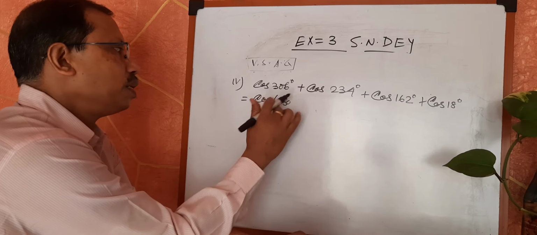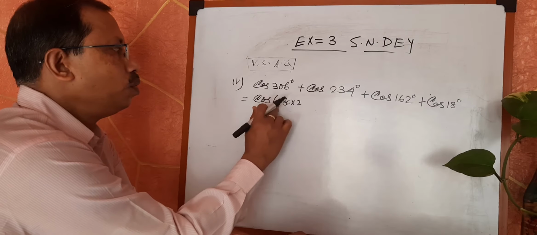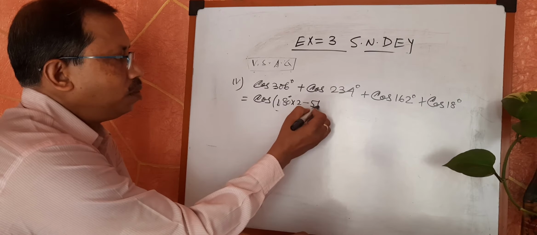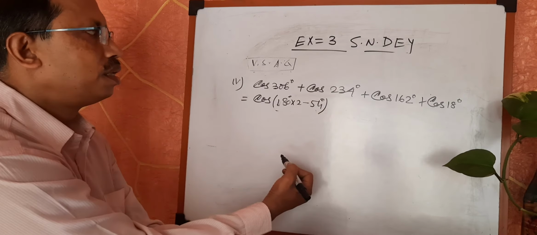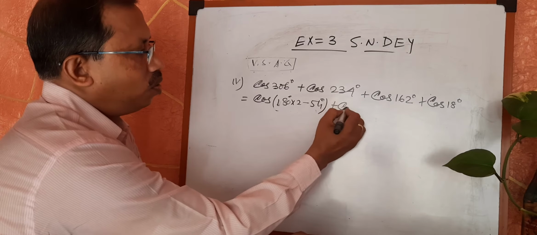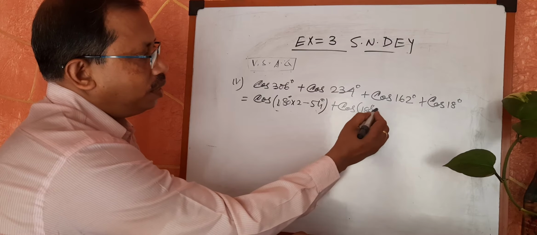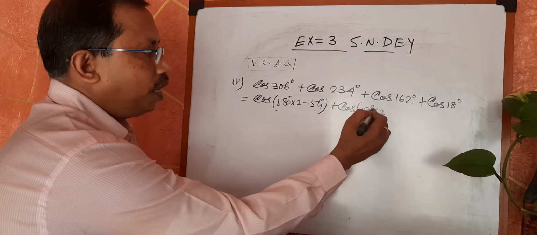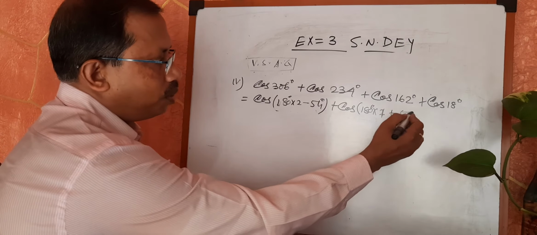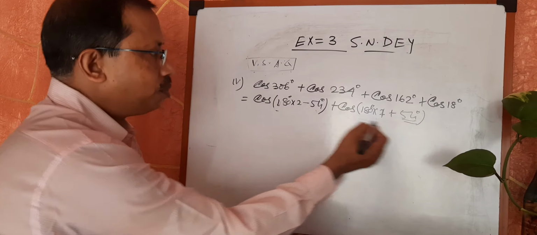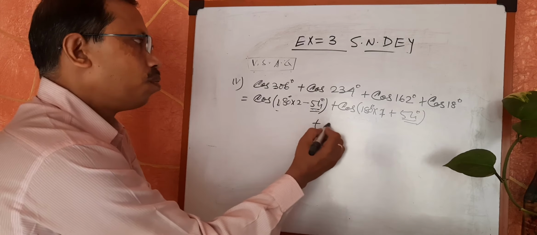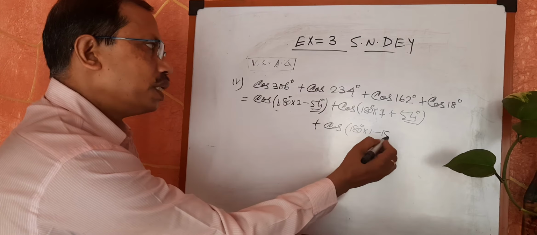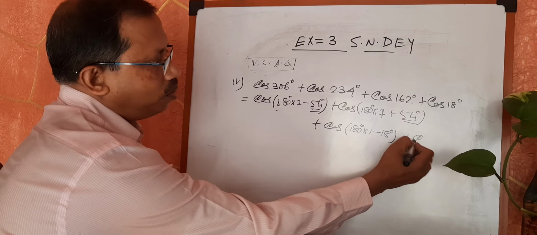So cos 180° × 2, that is 360° minus 54°, and cos 180° × 1 plus 54°. So this is 54, this is 54, plus cos 180° × 1 minus 18° plus cos 18°.